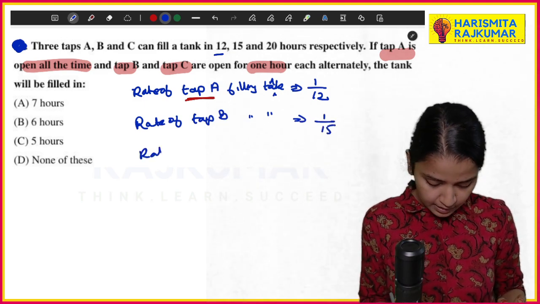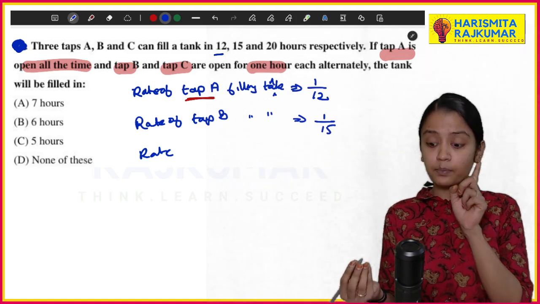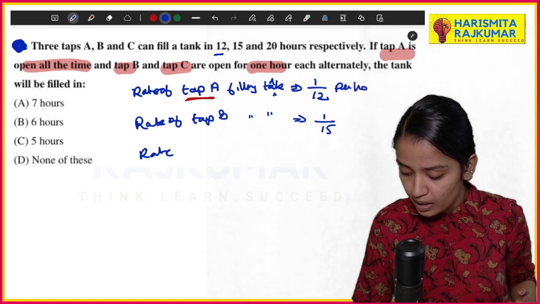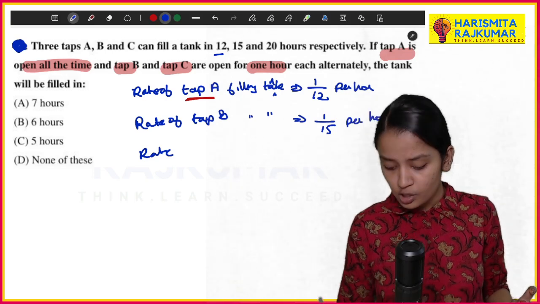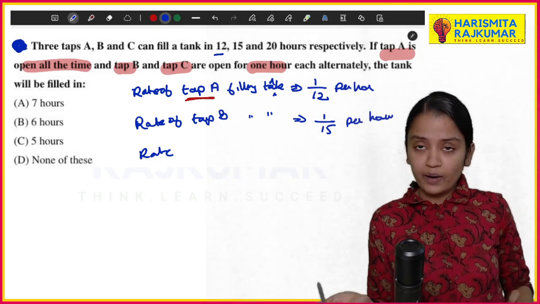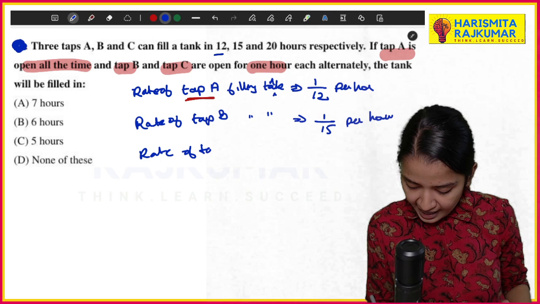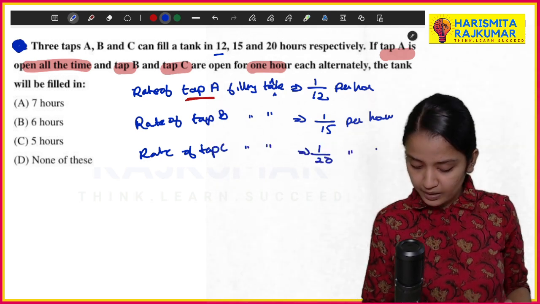This is the rate of work done per hour. So per hour, tap A gives 1 by 12, the rate at which B fills is 1 by 15 per hour, and the rate of tap C will be 1 by 20 per hour.